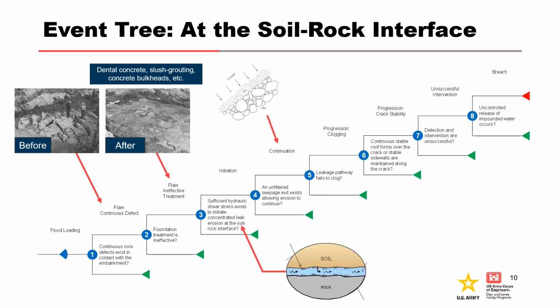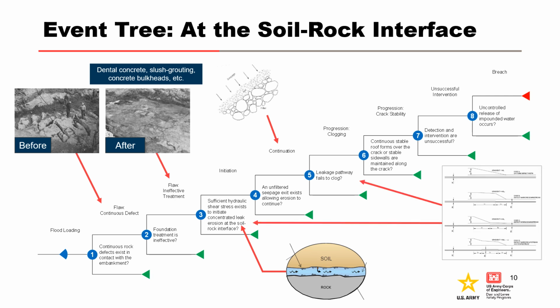Node 4 assesses the probability of an unfiltered exit. Node 5 assesses the potential for clogging, which could include swelling along the erosion pathway. And Node 6 assesses the mechanical condition for progression. The influence of varying crack widths across the flow path in the foundation on the gradient will be discussed at the end of this presentation. It can affect the hydraulic gradient and potential for clogging.